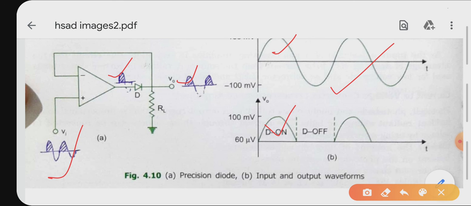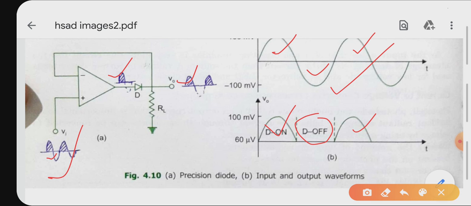Similarly, if you consider the negative half cycle, for the negative half cycle, the diode becomes reverse biased, and it remains off, and you will not get any output for this negative half cycle. Again, for positive, diode is forward biased, and you will get the output across the load. So simple forward biased diode using op-amp. Op-amp is used because we cannot rectify the signals below 0.6 volts.